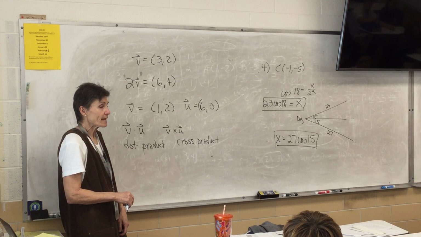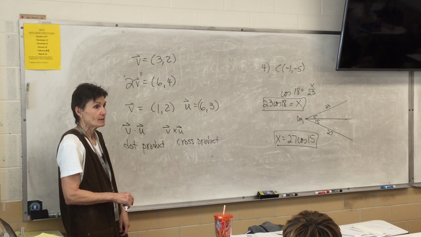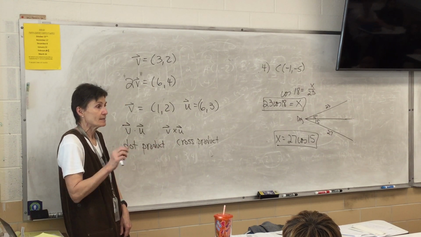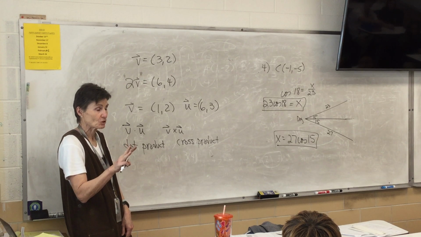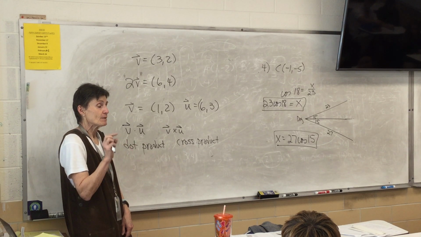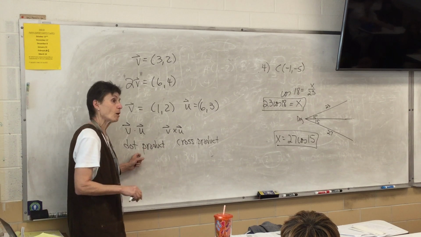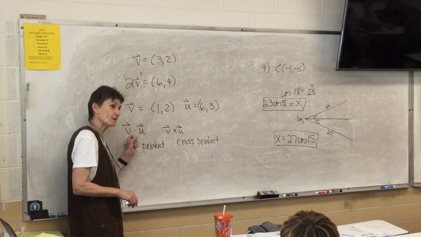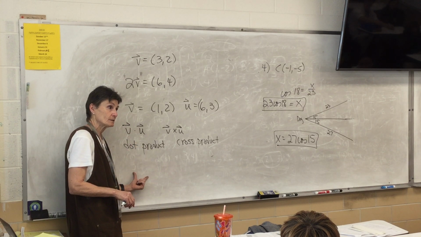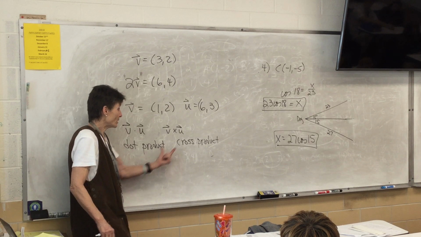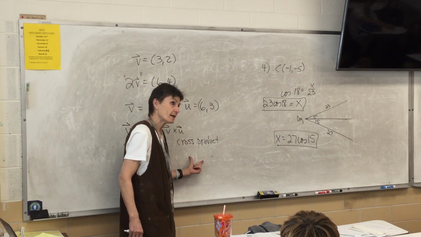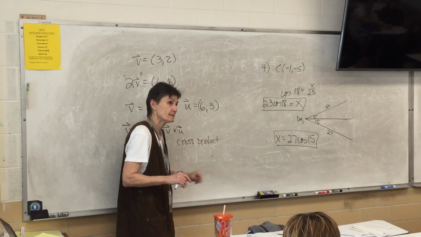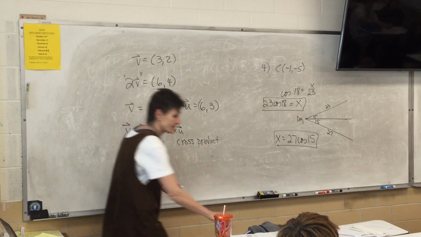First of all, you can't even cross in 2 dimensions. There's no cross product in 2 dimensions. You have to be 3-dimensional in order to find a cross product. The other big difference is the dot product of 2 vectors is a scalar. So in other words, when we figure out how to do this, the answer is going to be a number, like 5 or something. When you cross 2 vectors, you get another vector. Okay, so they are completely and totally different. Today our focus is the dot product.